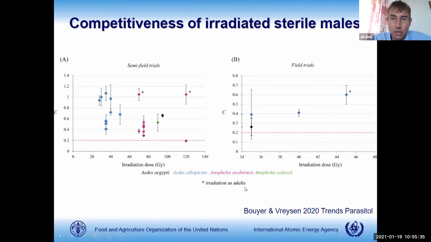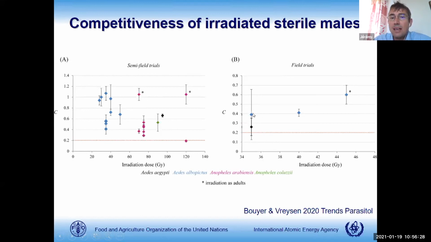I just wanted to mention that in the literature, many people say that it's impossible to produce an irradiated male that is competitive, and that it's completely false. So I did a review recently, including most of the studies of semi-field trials, so trials in large cages. And as you can see here on the left panel, most, if not all of the studies demonstrated a competitiveness above 0.2, which is the threshold that is generally considered as cost-effective. So if you succeed to produce sterile males that have a competitiveness above 0.2, normally you can run a good field trial.